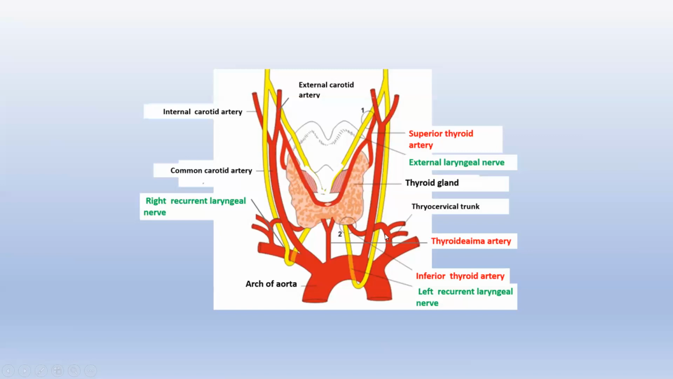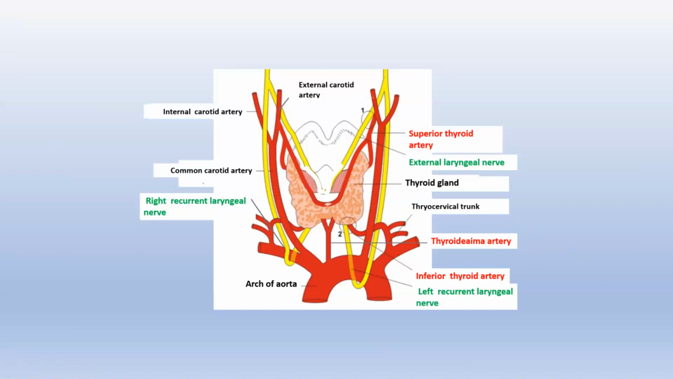After going through the posterior border, the inferior thyroid artery divides into four to five glandular branches. One ascending branch will anastomose with the posterior branch of the superior thyroid artery. This is what happens. Then there are other arteries like the accessory thyroid artery and also the lowest thyroid artery. The lowest thyroid artery is a direct branch from the arch of aorta, and it is also called the thyroidea ima artery.